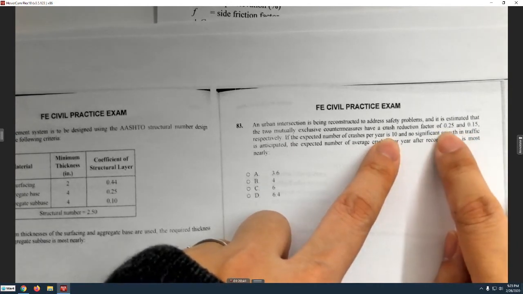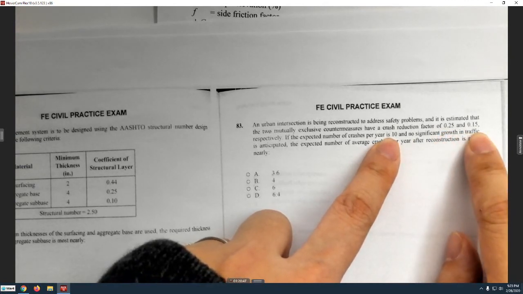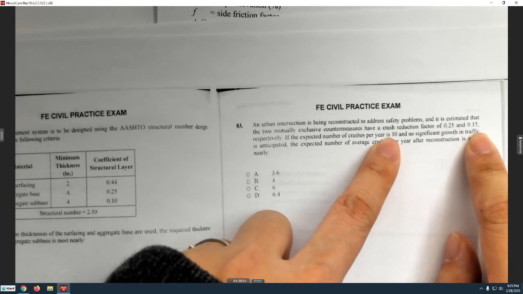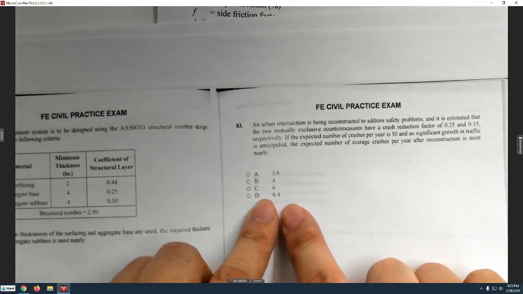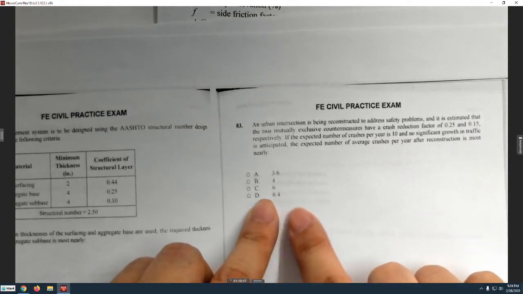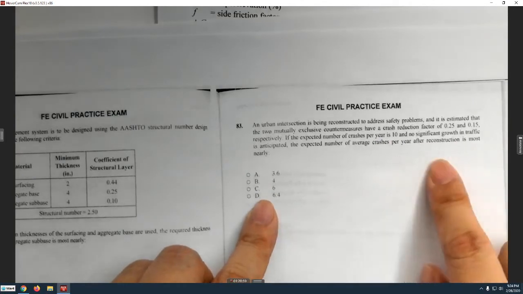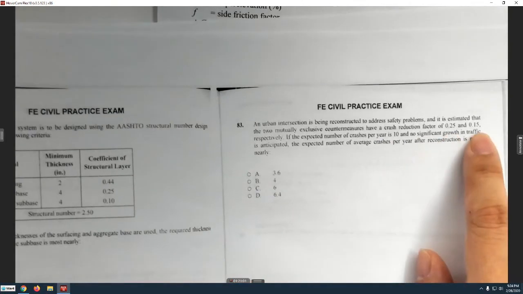So after the first one, it's reduced by 25%, so it's reduced to 7.5. After the second one, it's reduced by another 15%, so 7.5 times 0.85. And then you do a calculation, the answer is D. This is my way. I think it's also easier to understand. So 10 times 75% times 85%.